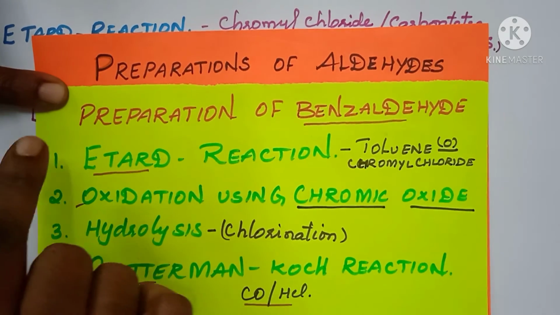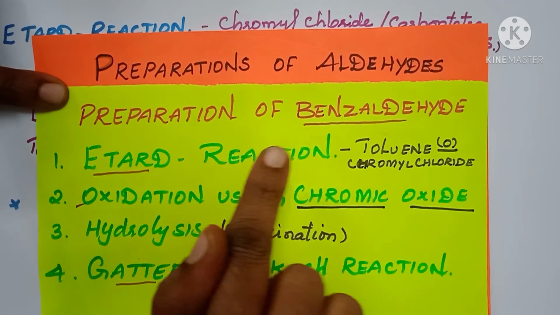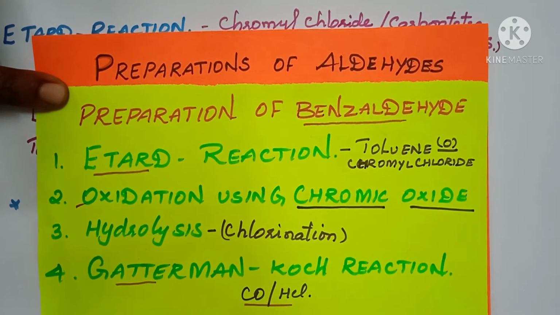In this part, we are going to discuss the preparation of benzaldehyde. Last part, we have seen acetaldehyde. This part, how do we get the benzaldehyde? That too, 4 methods are there.